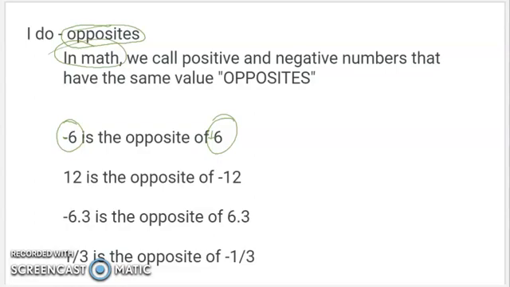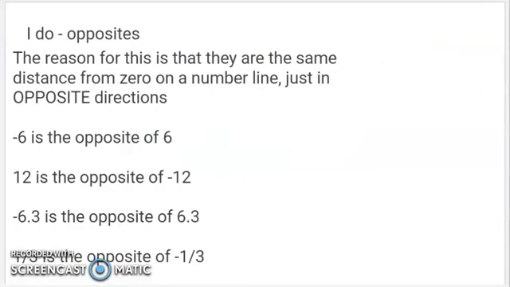It's getting annoying. Okay. So that's what opposite means in math. We call these numbers opposites. The reason we call those opposites is that they're the same distance from zero on a number line, but in opposite directions. Let me show you what that means.